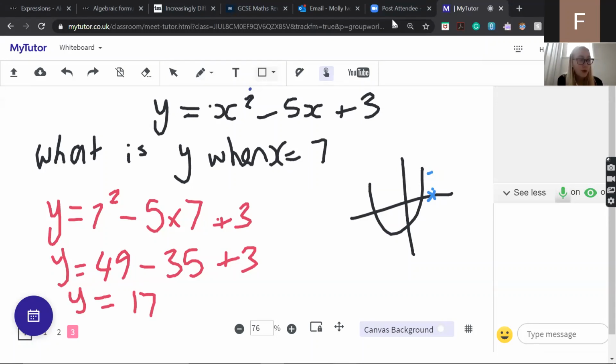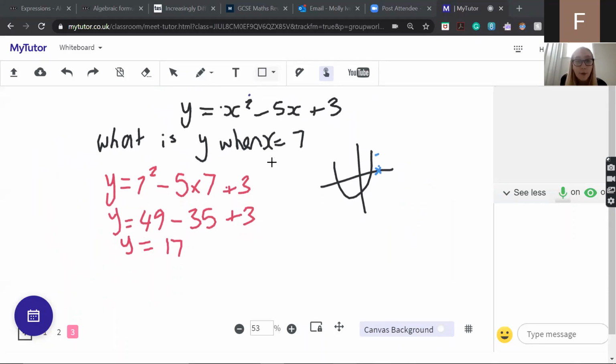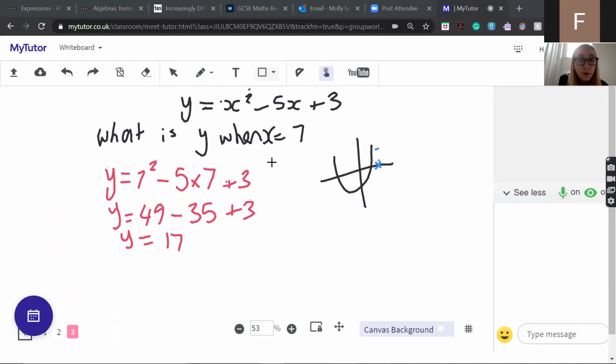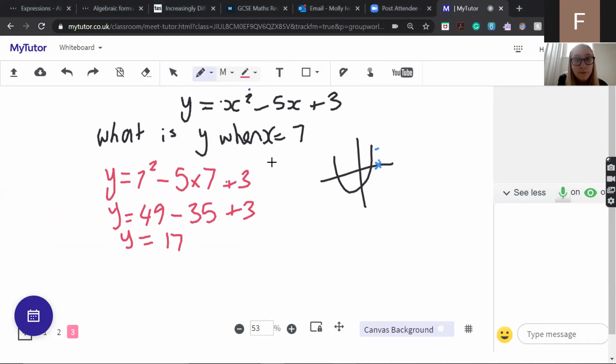So now we're going to go over rearranging, which is a bit more difficult. Unless anyone has a question. Someone said a good question. What if the question said find the value of x when y is 0? That would be quite a difficult question, but we would do exactly the same thing.